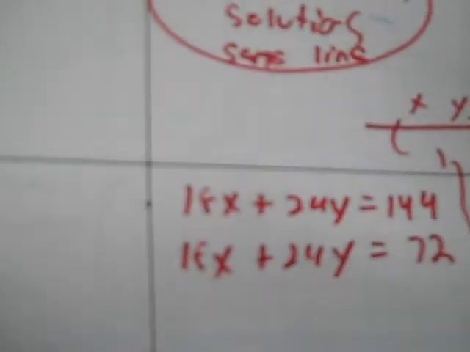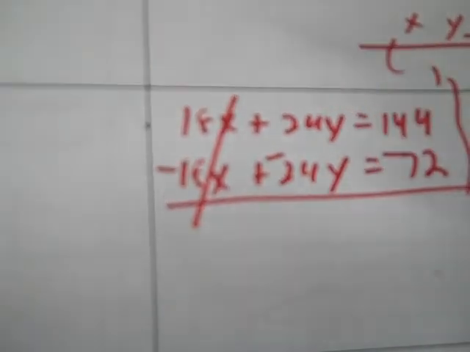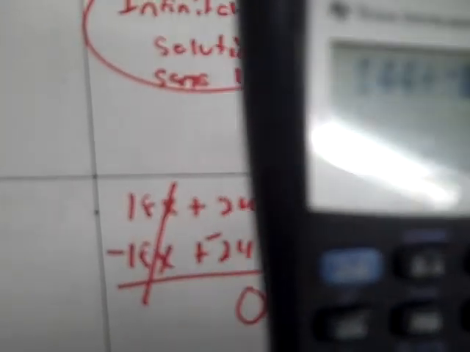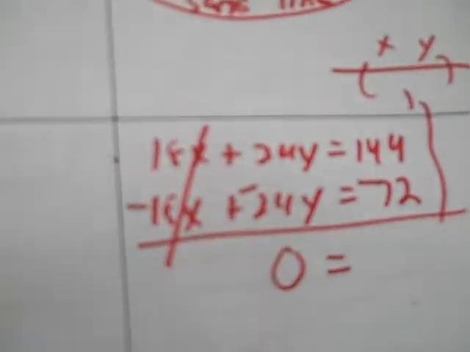Okay, to delete the x's from the system, they have to be opposites. Negative, negative, negative. Now the x's are deleted, but so are the y's. But I don't think that's 0 this time. So you add 144 plus negative 72, and that's 72. 0 doesn't equal 72 though. Okay, so it's not going to be infinitely many solutions. It's going to be no solution.